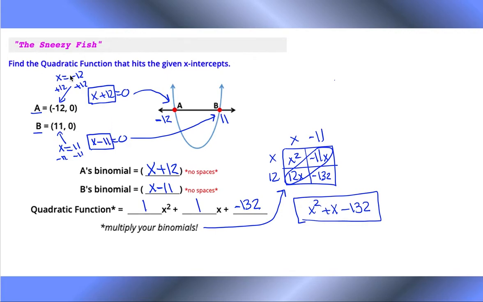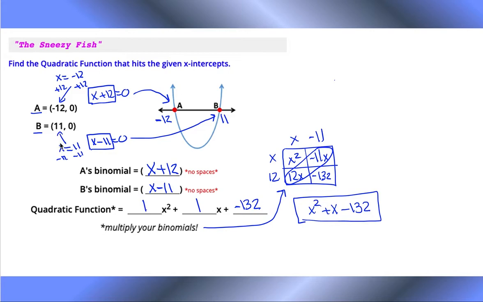If you have an x-intercept of -12, you can set this equal to 0 to make a binomial. So notice I add 12 to both sides. And now I have x plus 12 equals 0. That binomial would hit -12. There's kind of an opposite trick. If you hit -12, you have plus 12 as a binomial. You may have seen that a couple times in class.